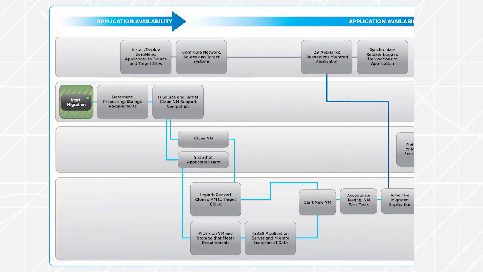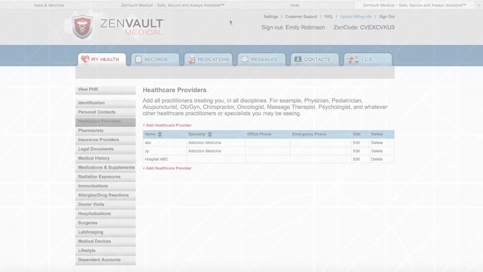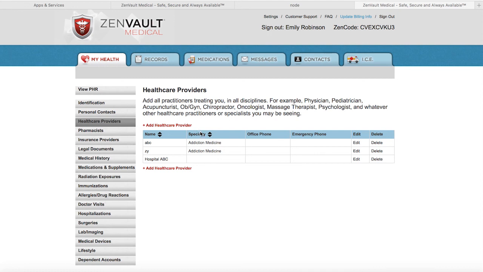At this point in the process, the system will connect through the ZeroDown synchronizer and capture the transactions normally missed, known as transactions lost in flight during the migration time frame, and automatically replay that data into the target system. We'll demonstrate that by going through our target location in Azure. By refreshing our screen, we see the transactions normally lost in flight were replayed without administrative intervention. Hospital ABC was updated into our target location in Azure.